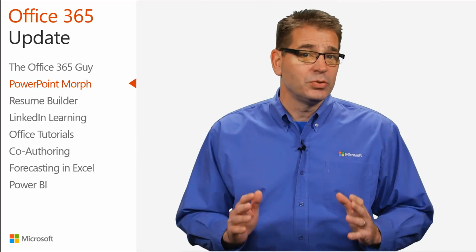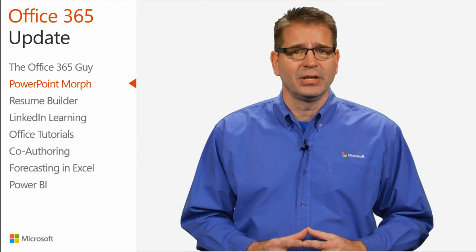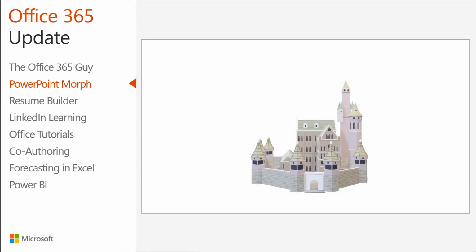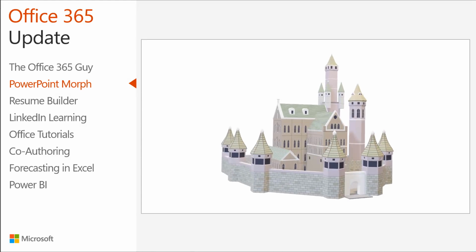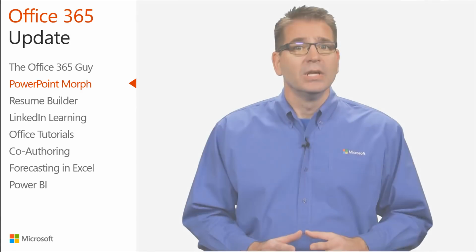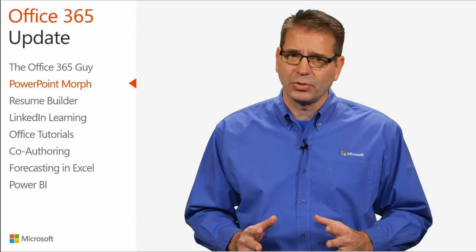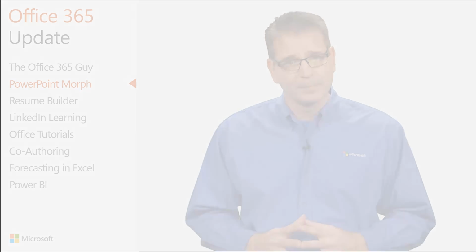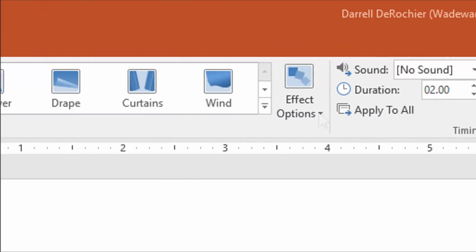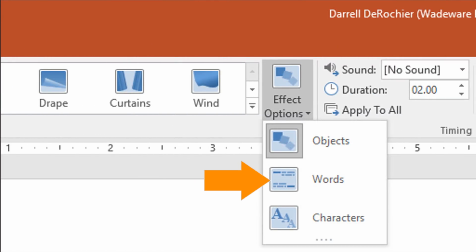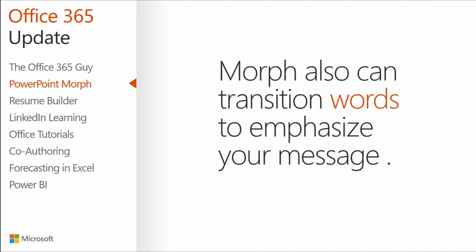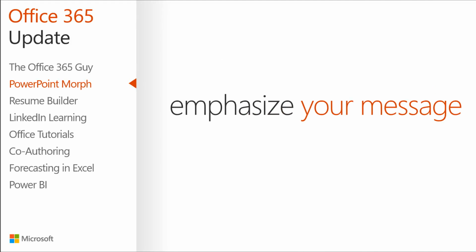One feature we've been using extensively in the last few videos is PowerPoint Morph. In the October video, I briefly showed you how you could combine Morph with 3D graphics to create smooth, cinematic transitions in PowerPoint. Did you also know that Morph has special capabilities when it comes to text? When you select the Morph transition, there's a drop-down on the right to select text-specific Morph effects. These options enable you to move and transition words on your slide to emphasize your message.